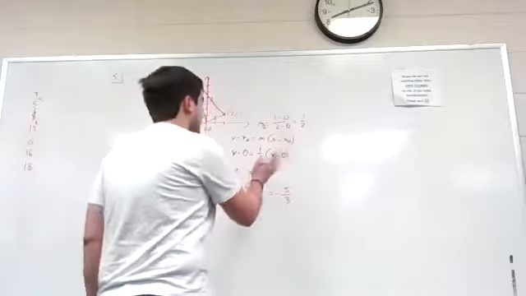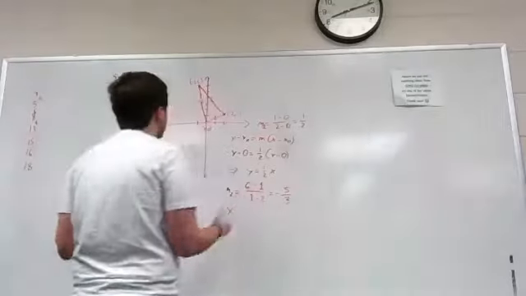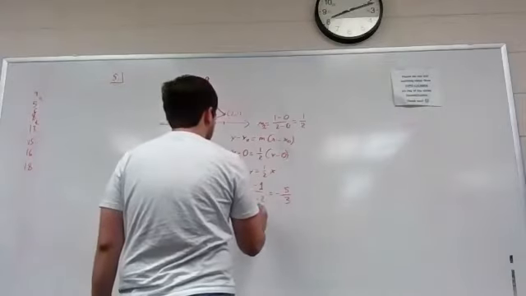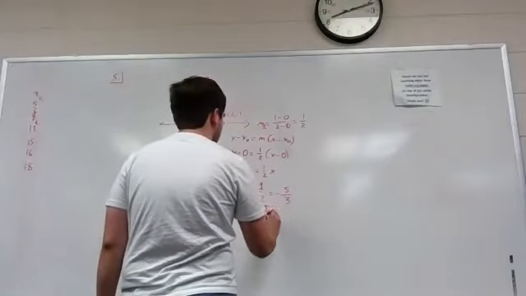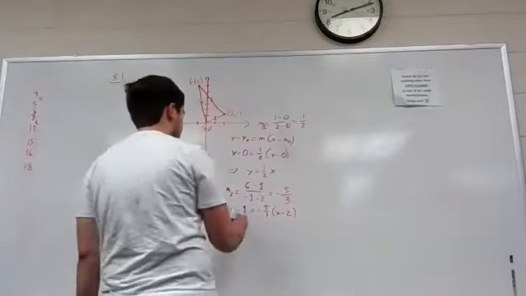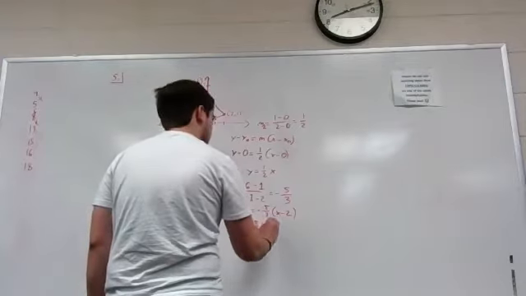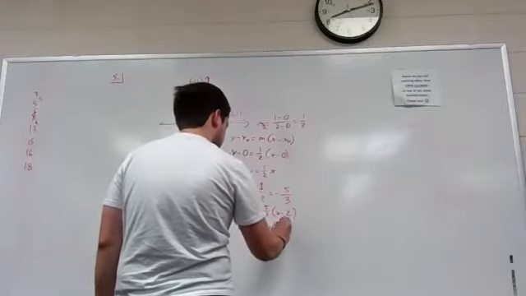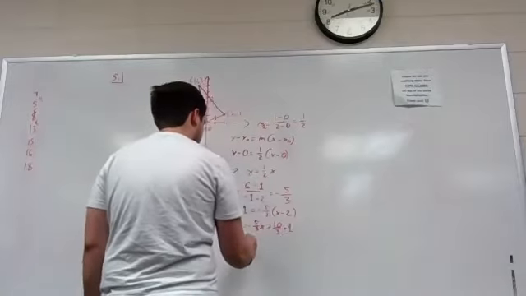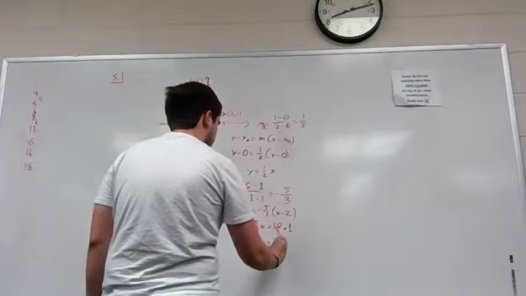In this case we can't use 0, 0, so there's a little more work. Which point do we want to use? We'll use 2, 1. So y minus 1 equals -5/3 times x minus 2, which gives y equals -5/3 x plus 10/3 plus 1. So y is -5/3 x plus 13/3.